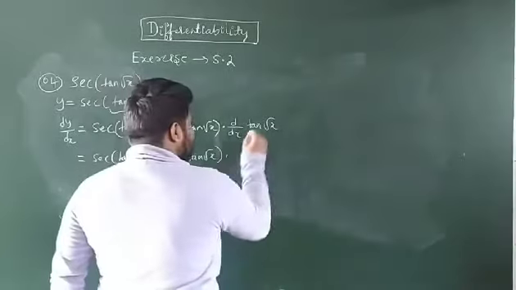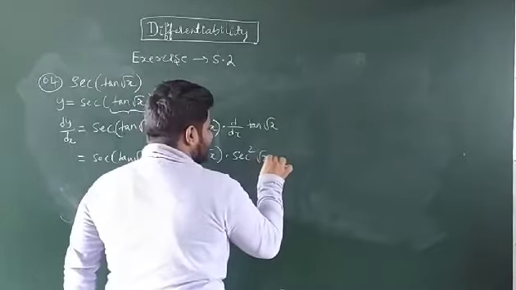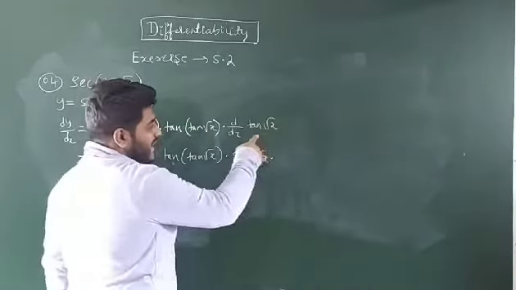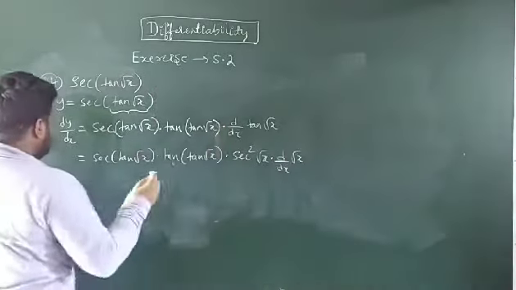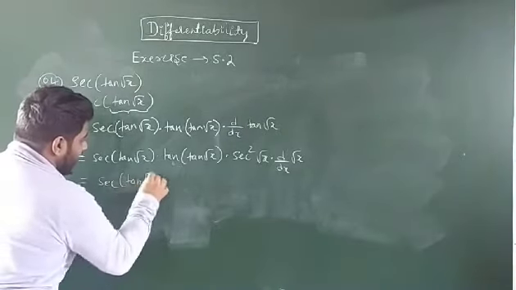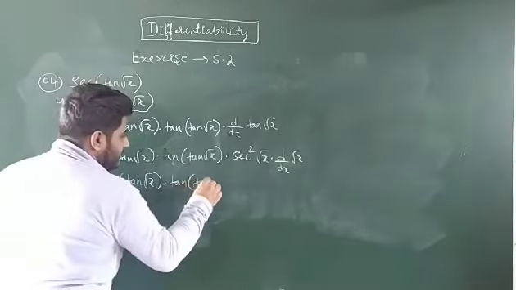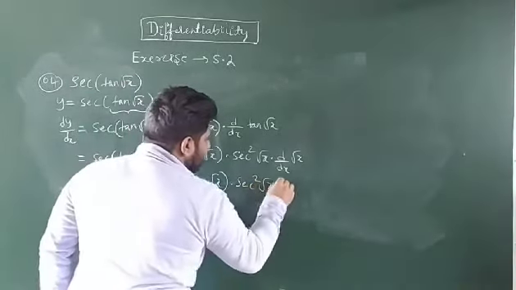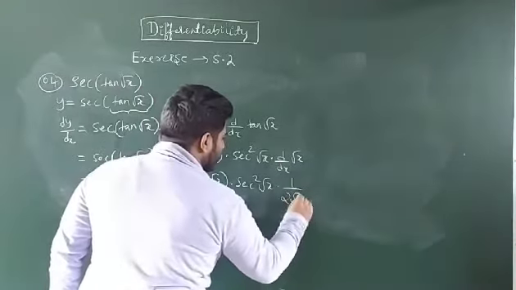Right. Differentiation of tan x is sec square x. In place of x we are having root x. If x is there, here only it will end. But here root x is there. Again we have to find d by dx of root x. Right? So this is nothing but sec of tan root x into tan of tan root x into sec square root x into differentiation of root x is 1 divided by 2 root x.